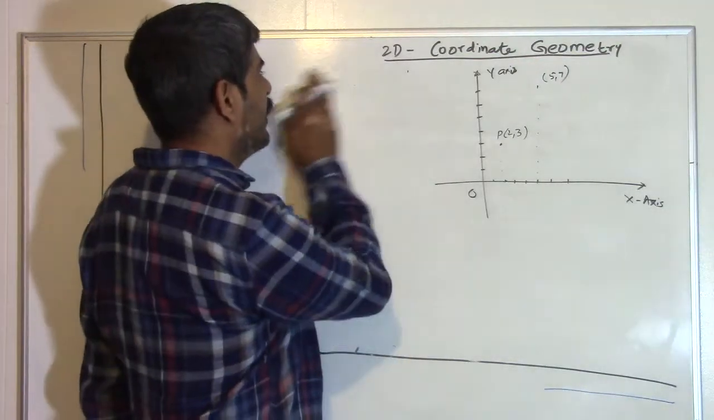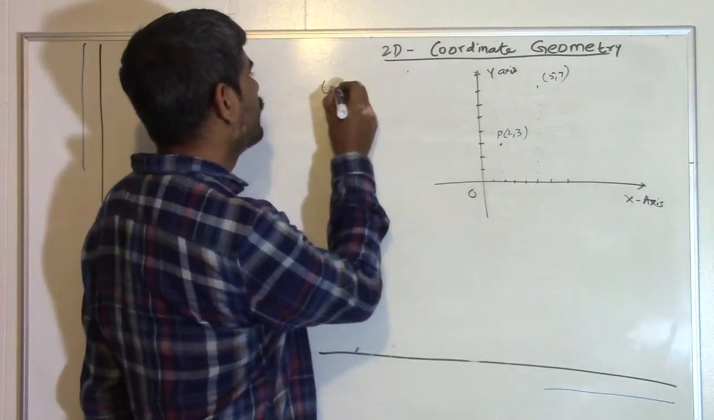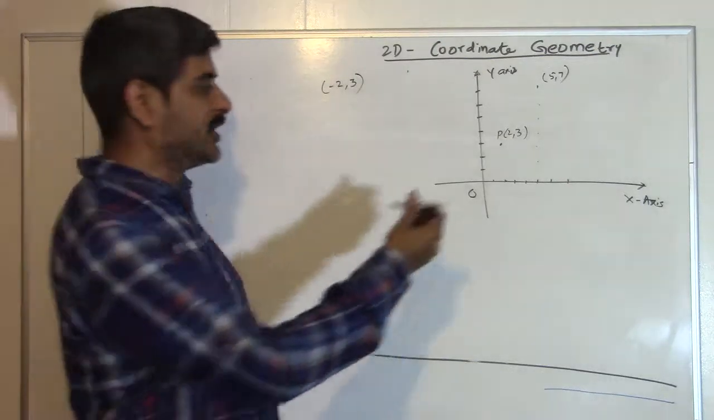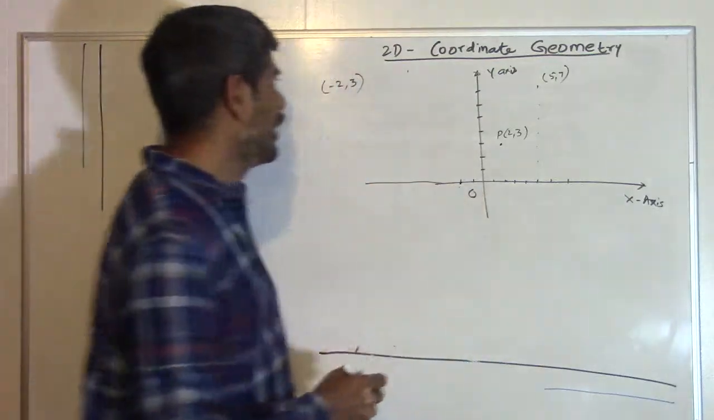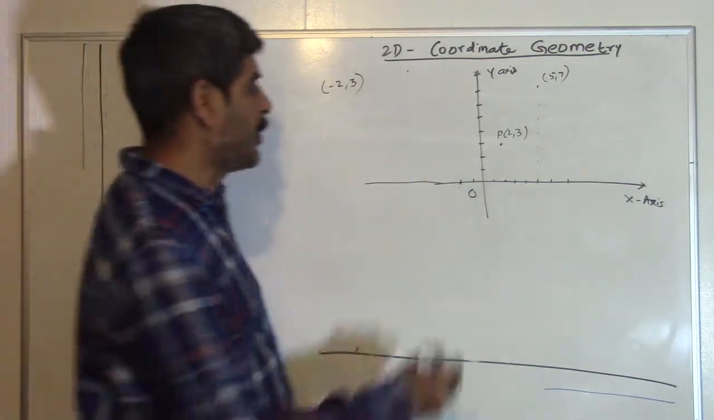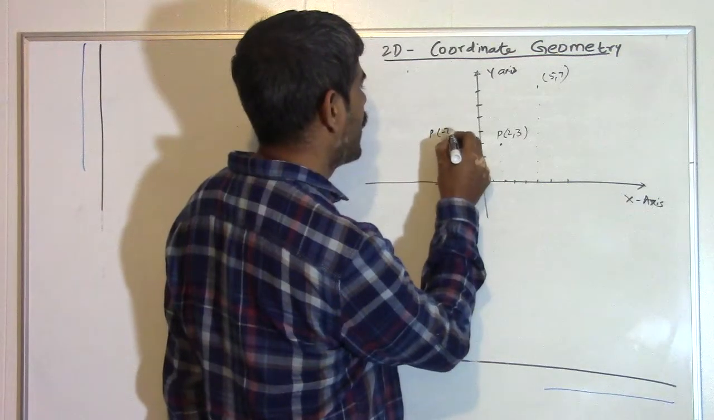And in the same way, we can also have negative numbers. For example, if I am asked what is minus 2, 3, then in the x-axis direction, I go in the negative direction. That will be called 1, 2, minus 2 is here. And in the y direction, positive is upside, so I go 3 up. So 1, 2, 3. So this point P will be minus 2, 3.